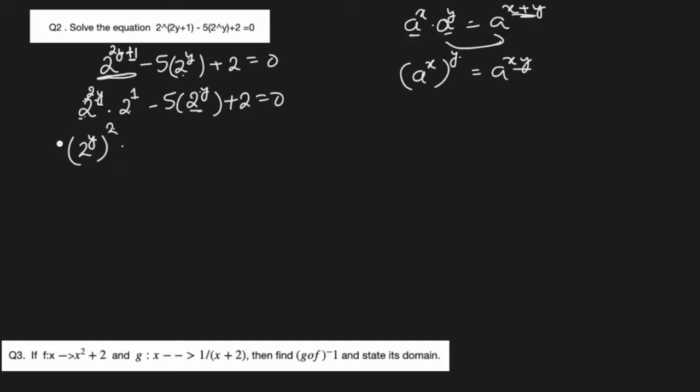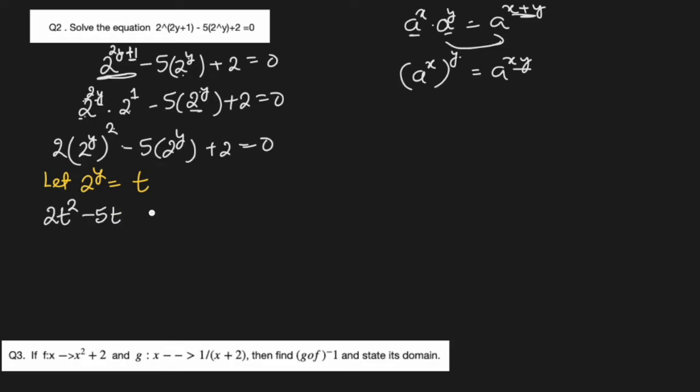I want to keep it just like this. And I can put 2 here. This 2 to the power 1, I'll write outside. Minus 5 to the power y plus 2 equal to 0. And now let's say let 2 to the power y be equal to t. So what does our equation become? 2t squared minus 5t plus 2 equal to 0. And now you can solve this by simple factoring.